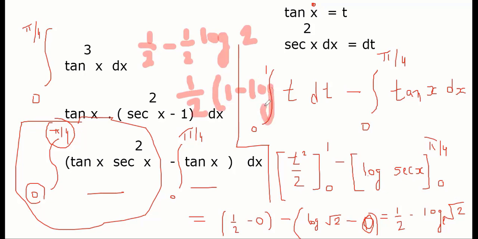1 minus log 2, the whole divided by 2. Either you can use this as the answer or you can use that as the answer. Both are correct. Now please ask me any confusion in any step. Was it difficult? Was it okay?